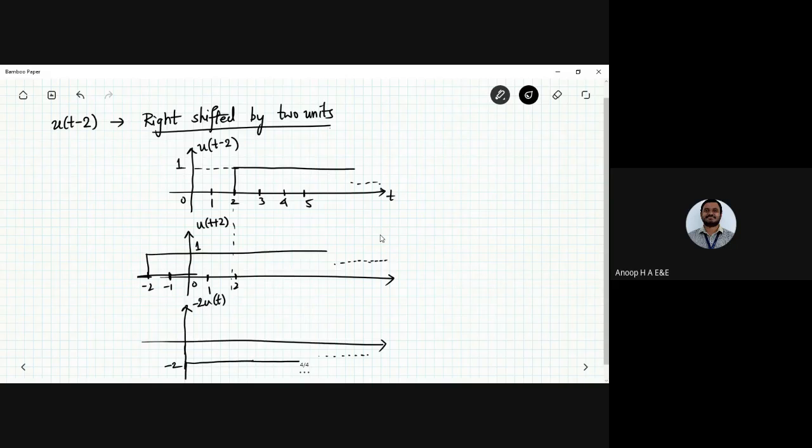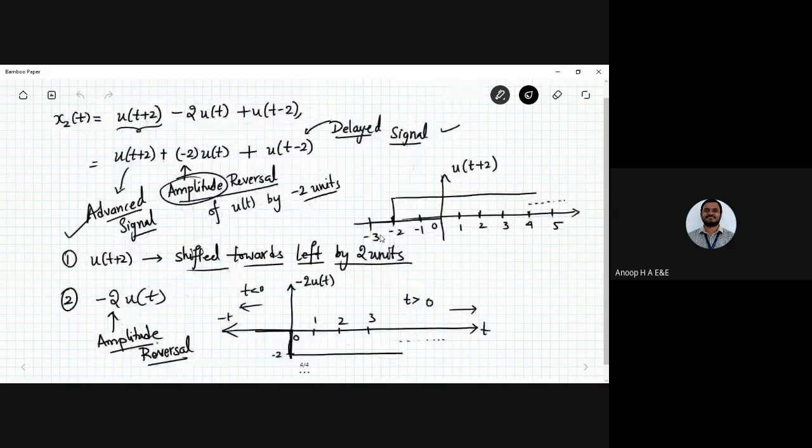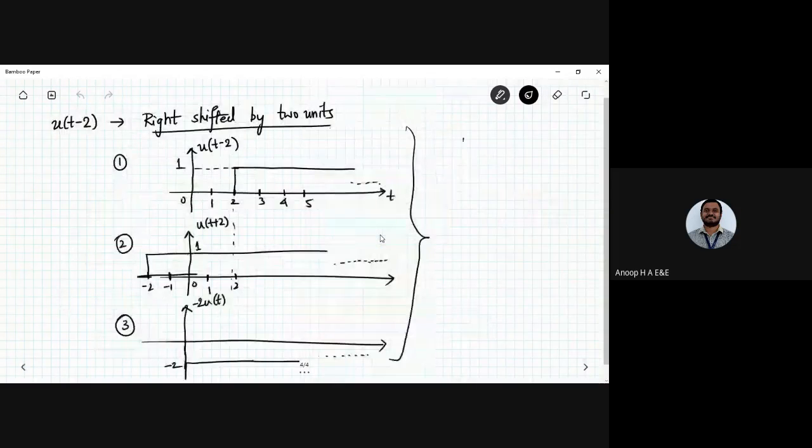Now we need to take the sum of the signals, that is signal number 1, signal number 2, and signal number 3 here. So 1 plus 2 plus 3 is going to give me the final signal, that is x2 of t. That is x2 of t that is being written here. So x2 of t, if I need to sketch it now.